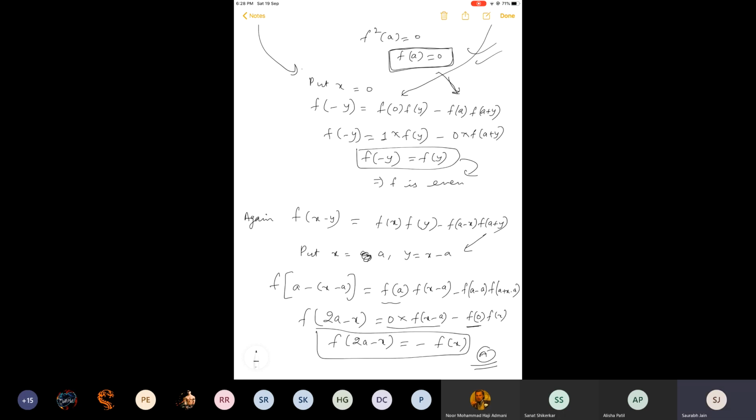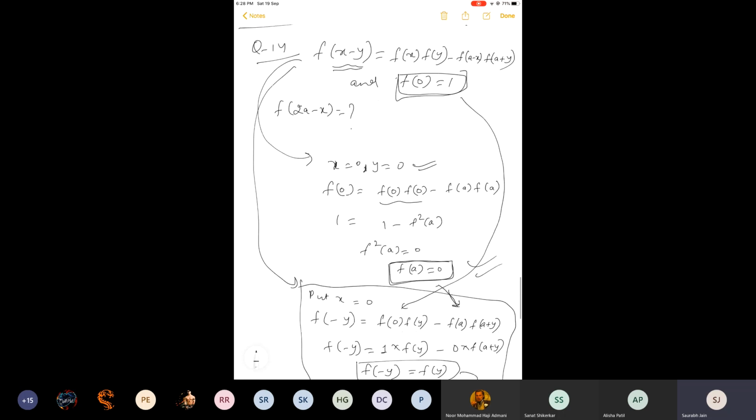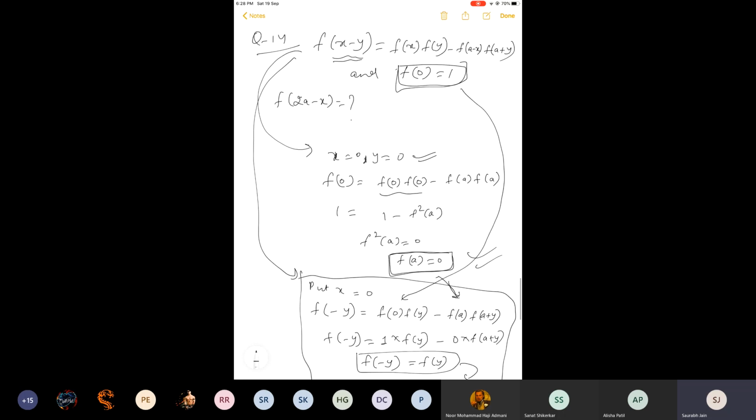However, I think this is extra here, not required. We need not do this step. So what will be the substitutions? First of all, we put x0, y0. This is so obvious, this substitution. Why? F0 is given. We want to use it. So we put x0, y0 everywhere. Alright. As a result, I got fa is equal to 0.